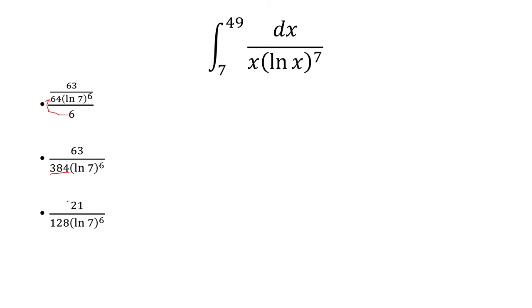And then simplifying, we get 21 over 128 times ln of 7 to the 6th power. And that is our final answer.